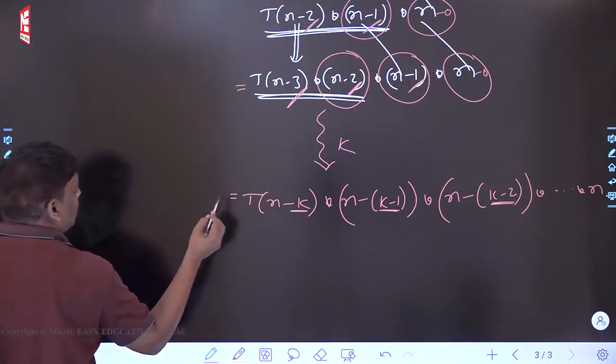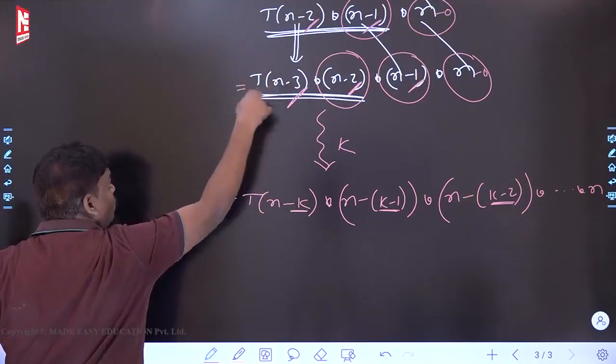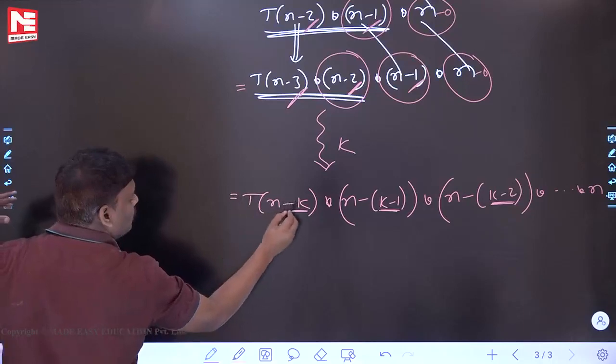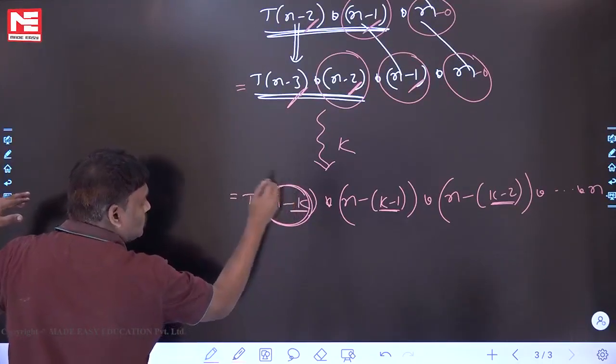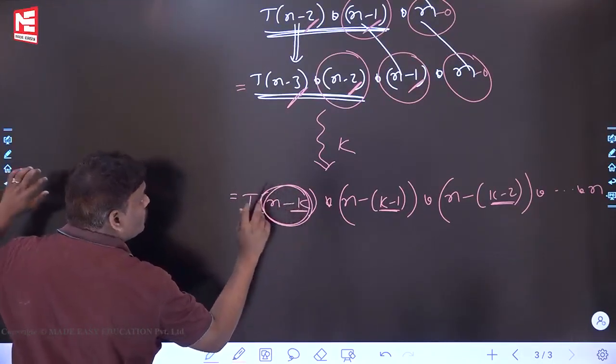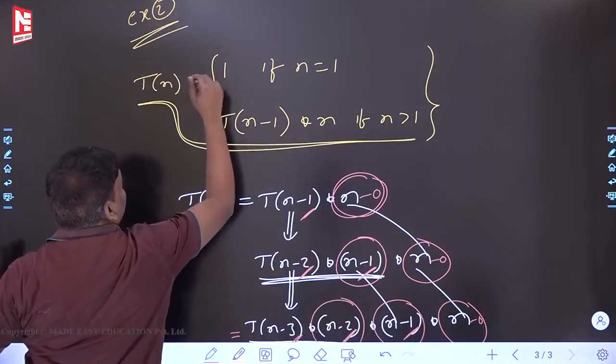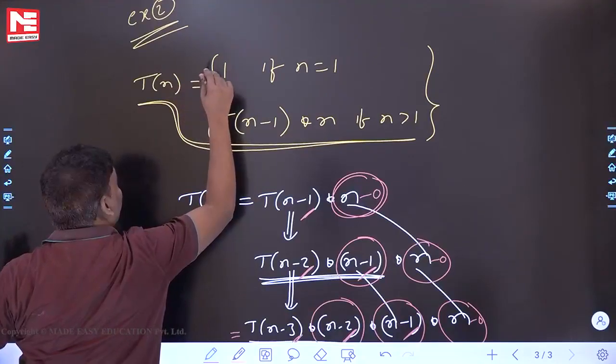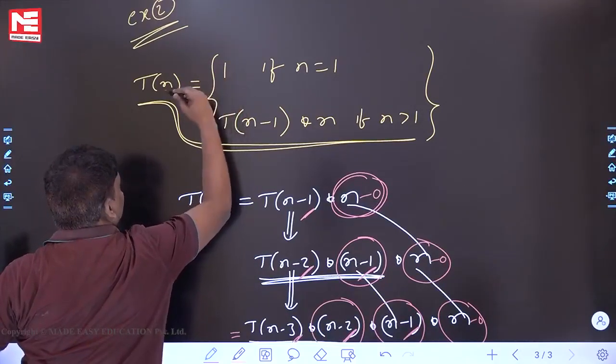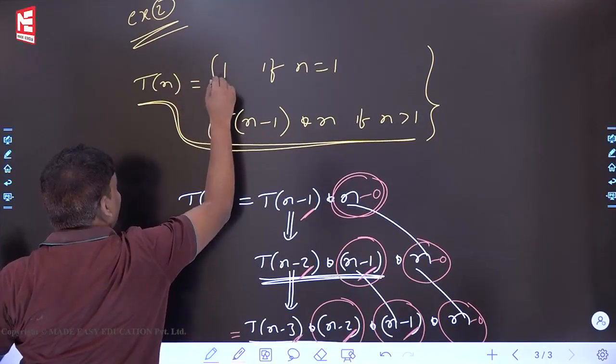Let me check this one. So what is the meaning of substitution method? Substitute until the given function is removed. This total one, T of n minus k, should be removed. Can you say what is the termination condition? This one, T(1) is equal to 1. T(1) is equal to 1 means T is not there here, means removed. T(1) answer is 1.